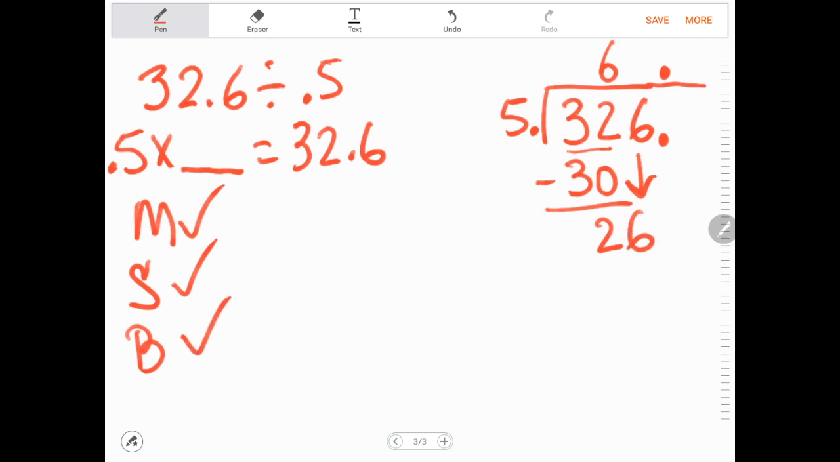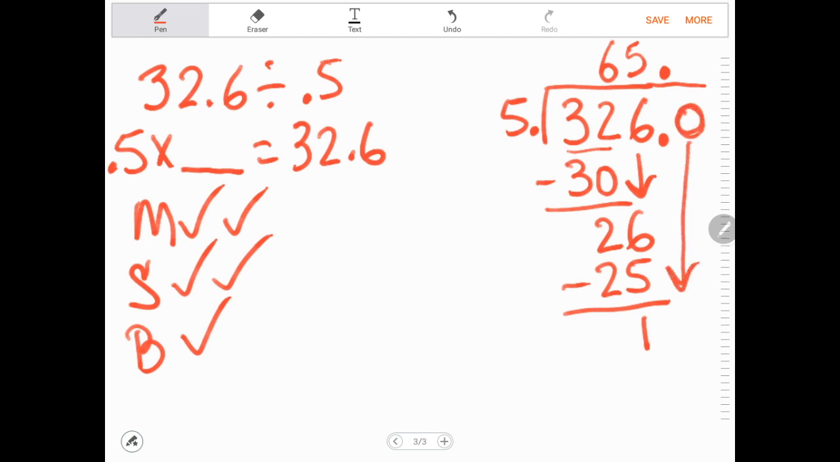Okay, 5 times what will give me a number close to 26, and that number is 5. 5 times 5 is 25. So I've multiplied. I need to subtract. That gives me 1. And now I need to bring down, but the problem is I have a remainder again, and I can't have a remainder. So I can add a 0 here and bring down that 0. So now I brought down the 0.